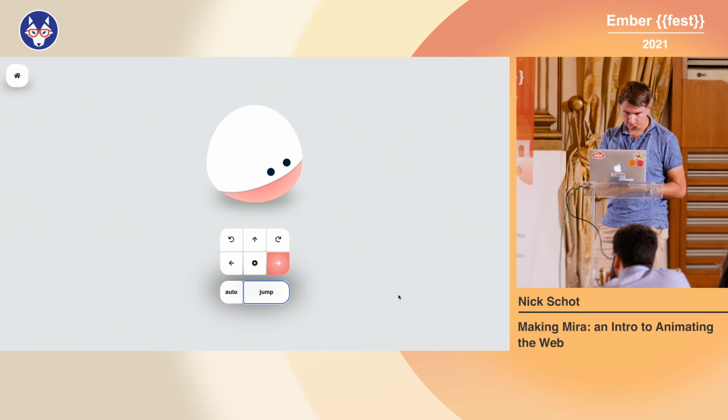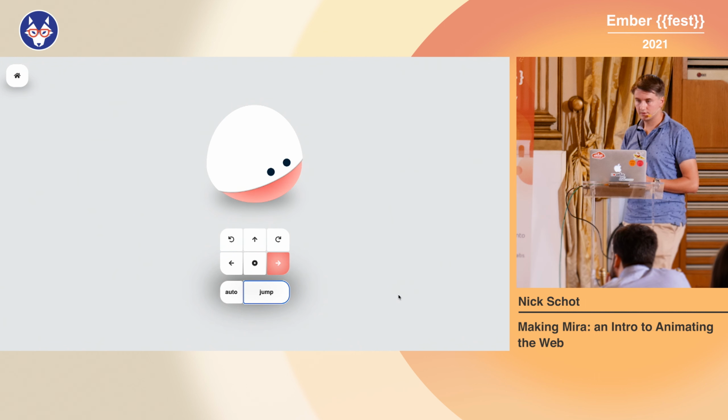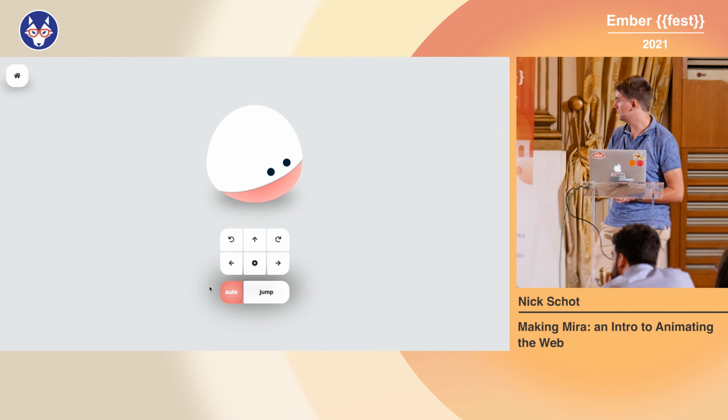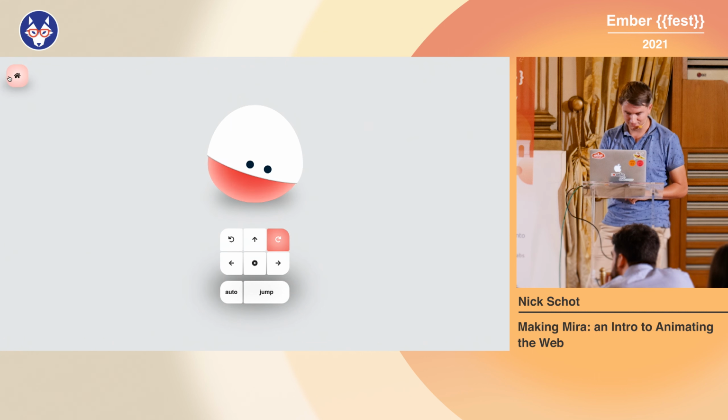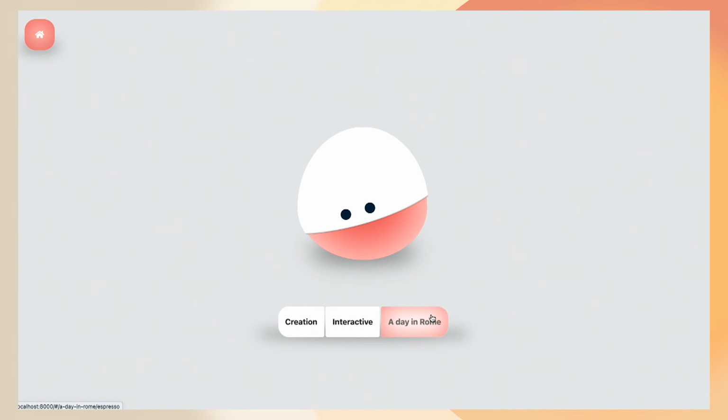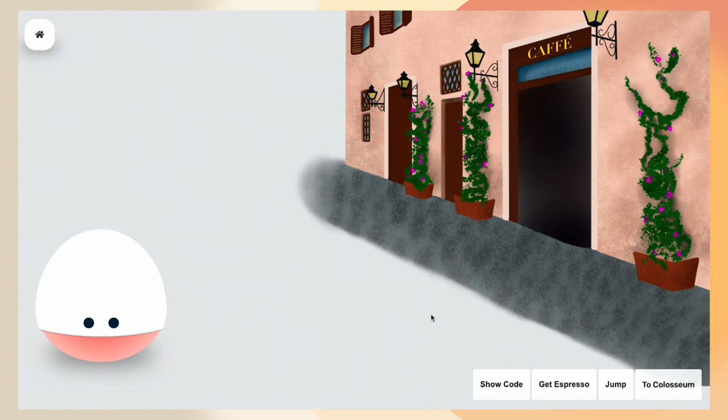So I think that's all the animations for Mira done, and we're now going to move to some of the more advanced animation techniques. I've also added an auto button, which is also what you saw on the home screen, where a random timer switches between the available states of Mira, so you don't have to click these buttons all the time. So Mira will have a day in Rome, and these illustrations were graciously drawn by my lovely wife, Annegreet, on very short notice, so that's great.